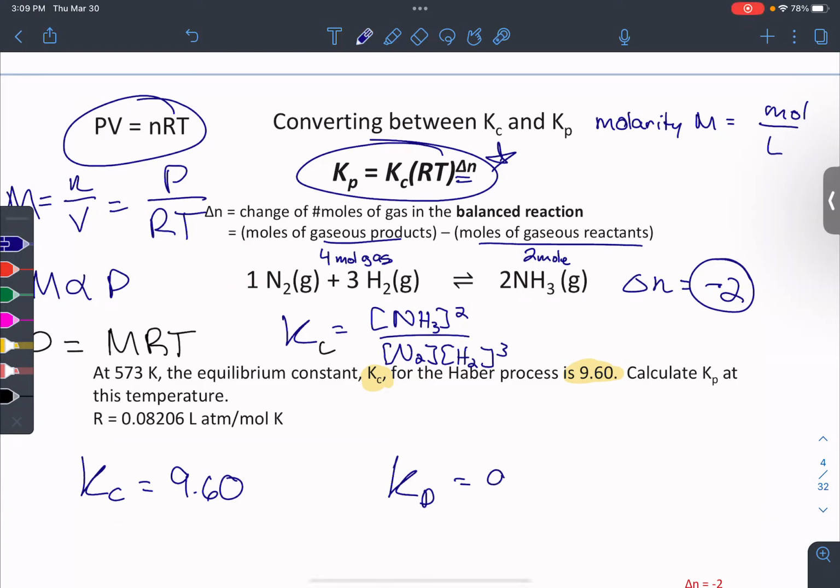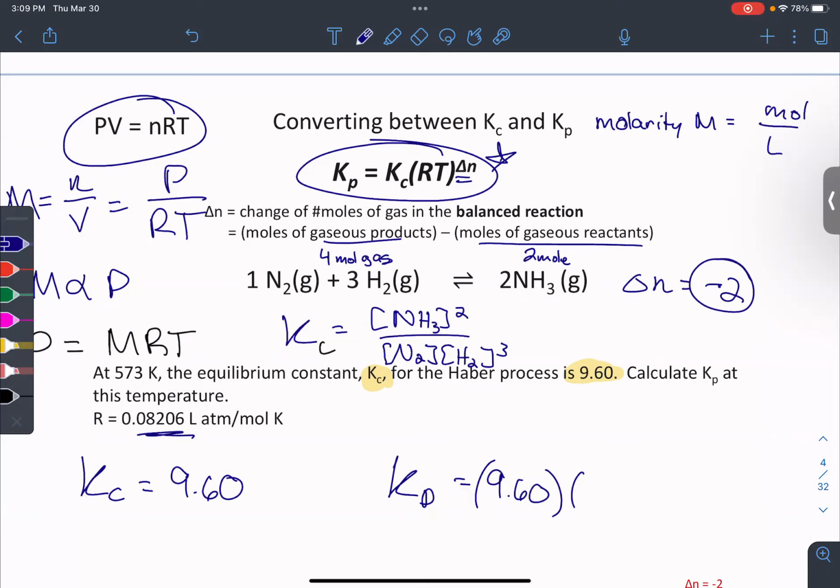So we take Kc, 9.60, times R. Which R should I use? Oh, I already said it right there. Okay, so that's the R we want to use. We've just come from entropy and free energy and have been using 8.314. Why do we want to use 0.08206 now?